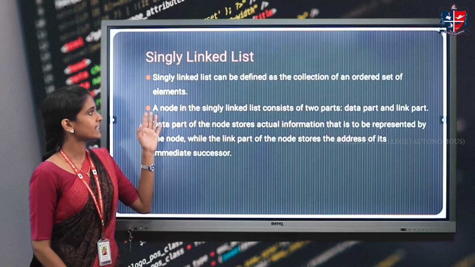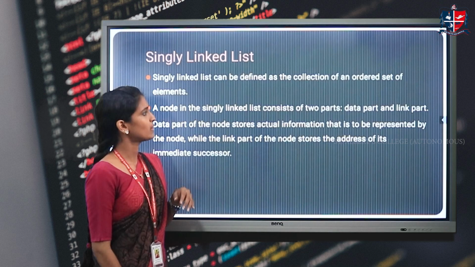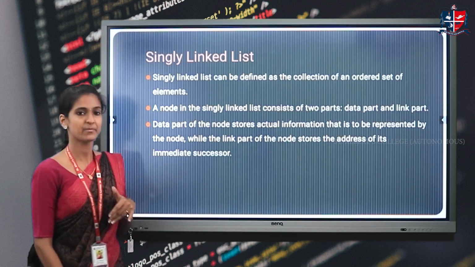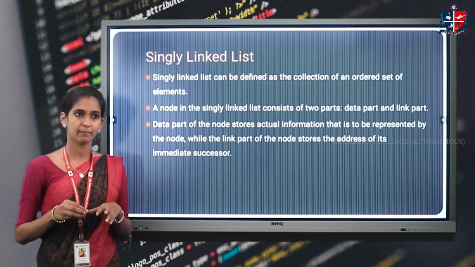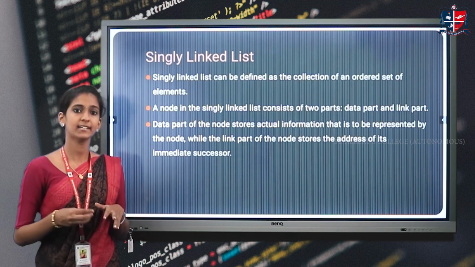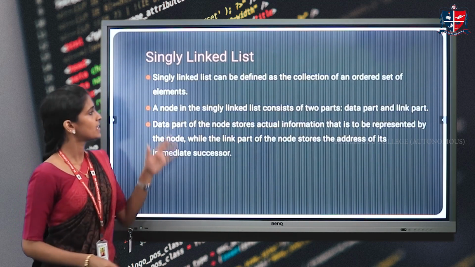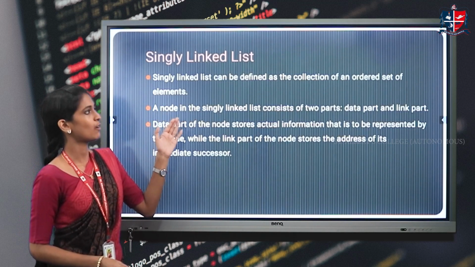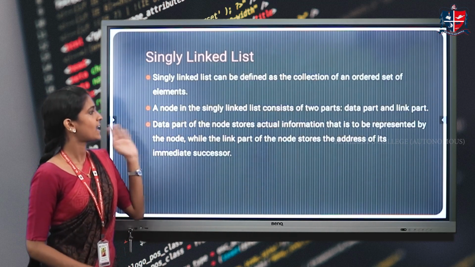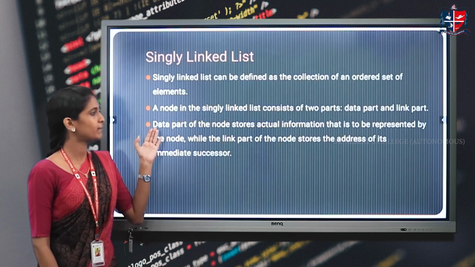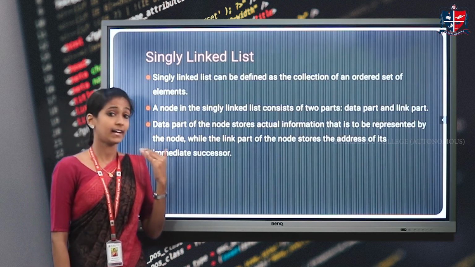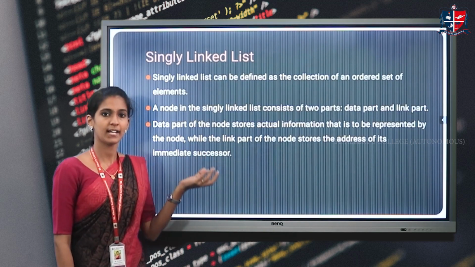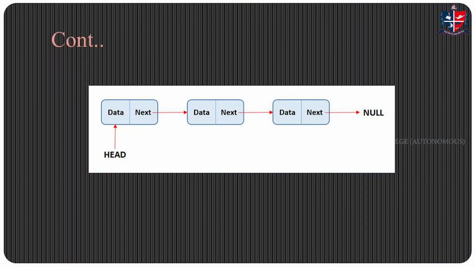In the singly linked list, it can be defined as a collection of an ordered set of elements, which I already told you is a sequence. The elements are not stored in a continuous manner, but there is a sequence. So it's a collection of an ordered set of elements, and each node contains two parts. The first one is the address, and the second one is the data, or the value of the information stored. So this is an example of a simply linked list.